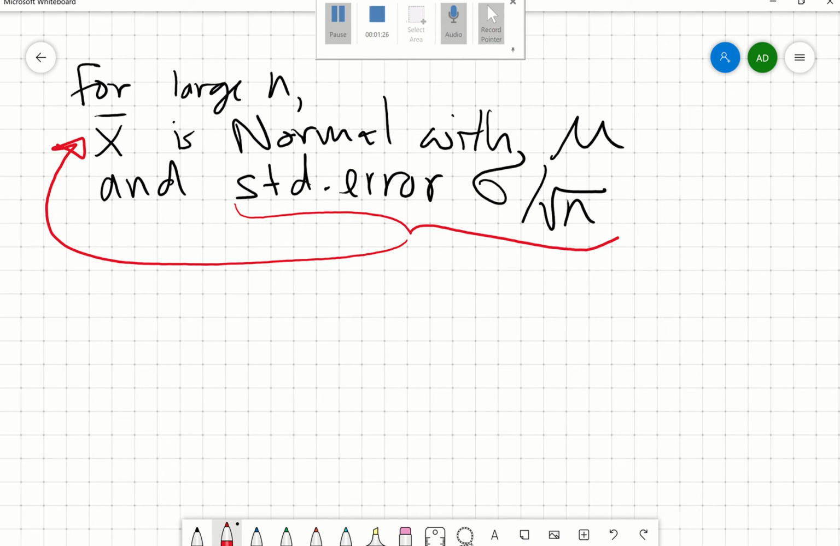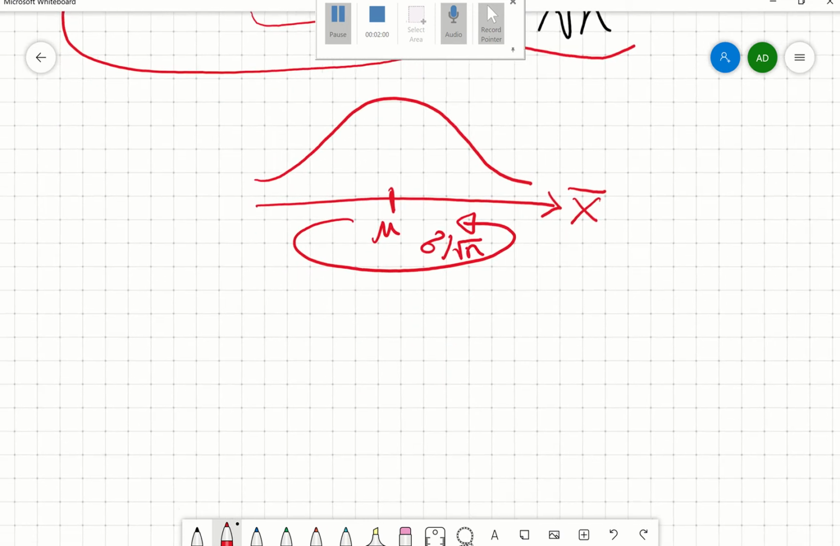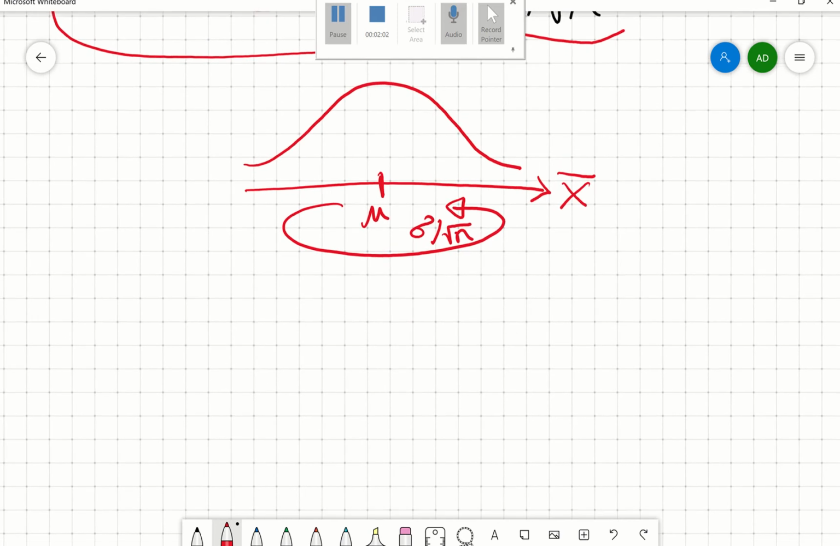Just to distinguish it from the standard deviation, we use the term standard error, but it's the same idea. When you have x bar, this is mu, and then the spread is sigma over square root of n. So when you know this picture, we can calculate any probability, any area between two values, right?